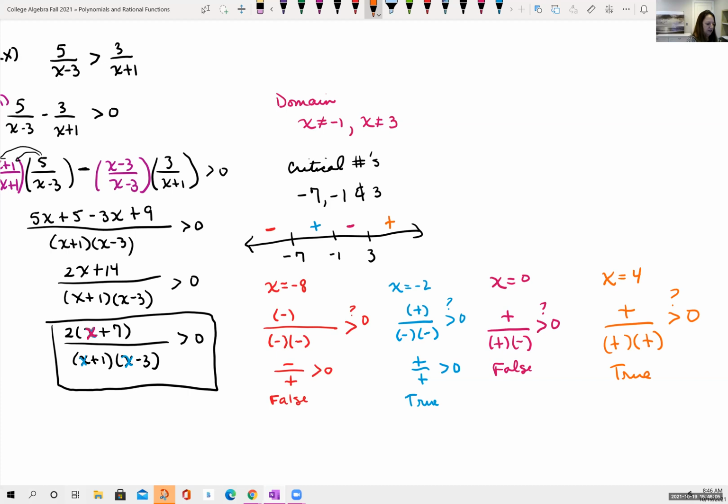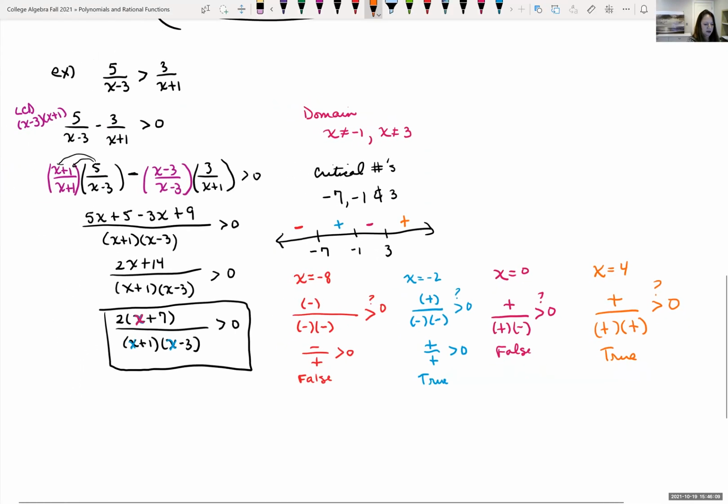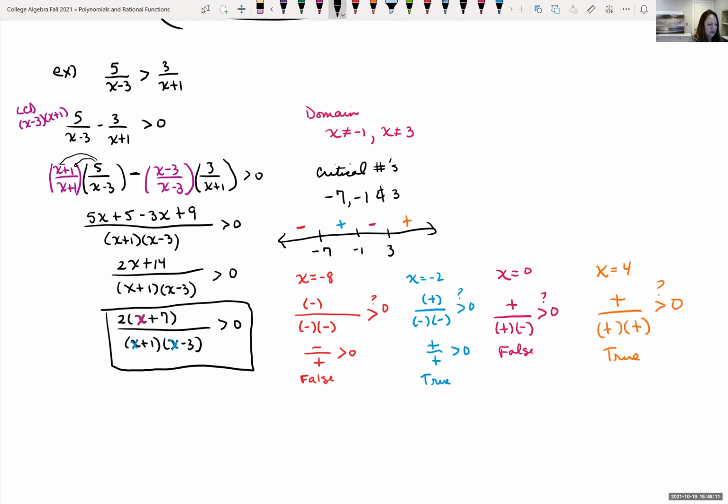So our solution is everything above the x-axis. And so our solution is going to be, not including -7 to -1, and union parentheses 3 to infinity.